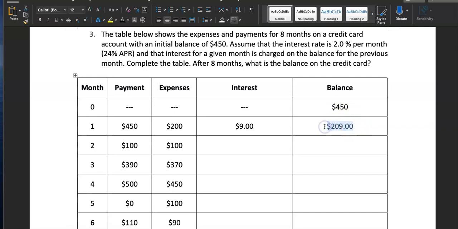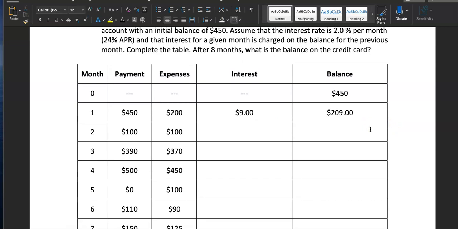So this is a good month for this person. This person paid off some debt, right? Because I can see the payment was $450, and he only really went out and spent how much? $200. Okay? But there was an interest charge of $9. So, how they added up, it turned out to be $209.